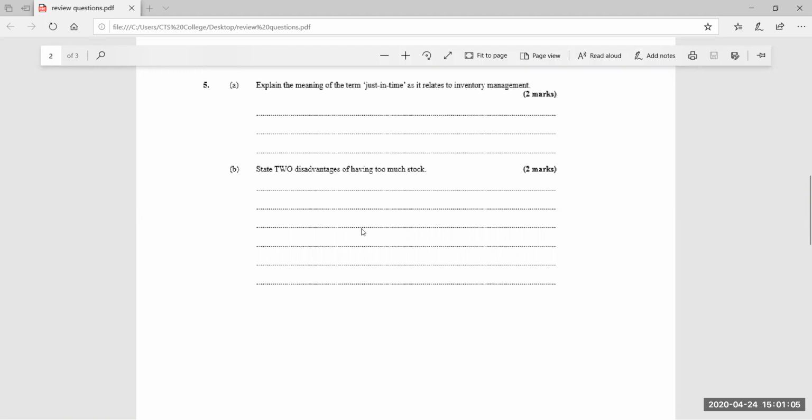Another disadvantage of too much stock would be that the company's cash flow may be affected, as money that can be spent elsewhere will be tied up in the stock. If you look on page 243 on manage inventory, you'll get both answers from there. At the top of page 243 on manage inventory, you'll get both answers.